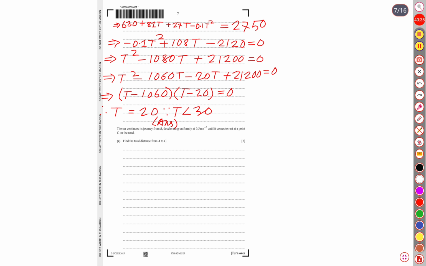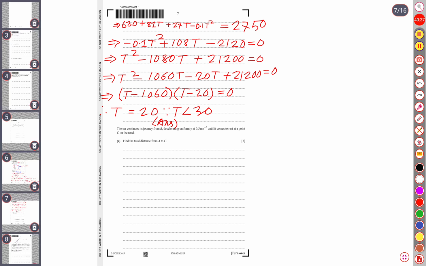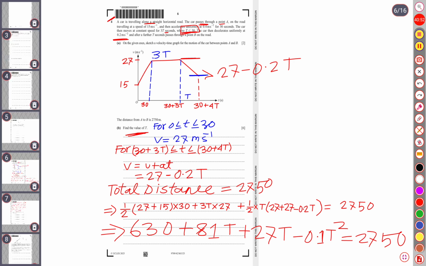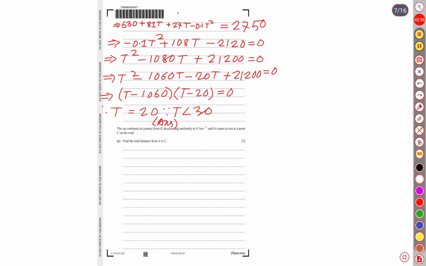Let me show you the previous solution again as a whole. This one. Here we have drawn the velocity time graph. After that, we have found the value of T over here. Now let's see one more question.